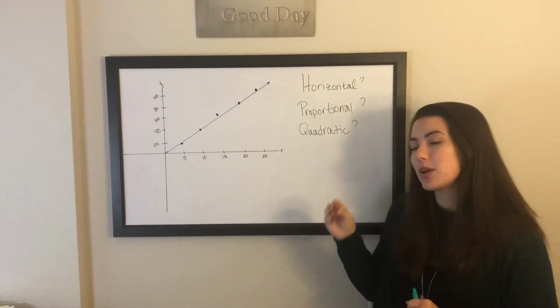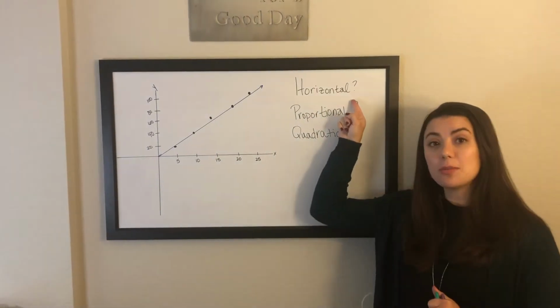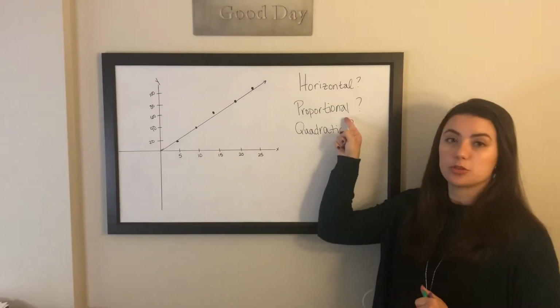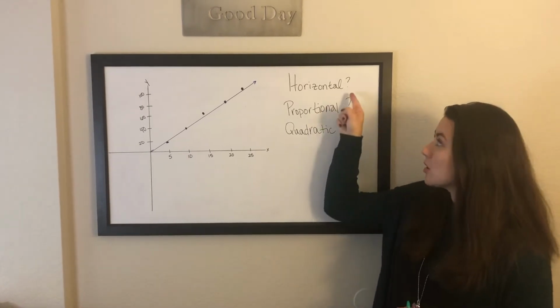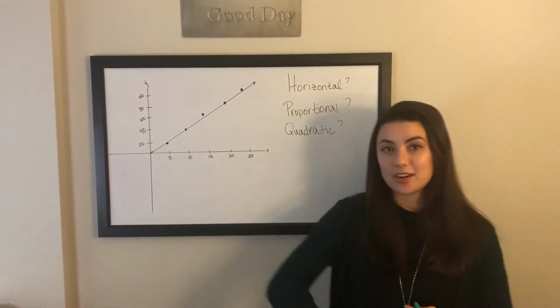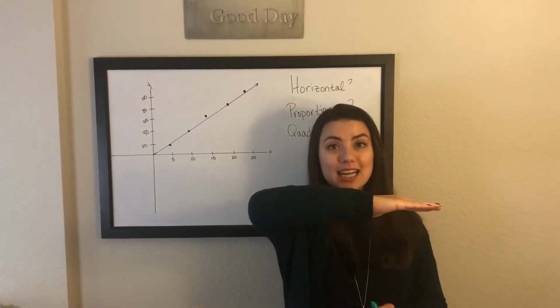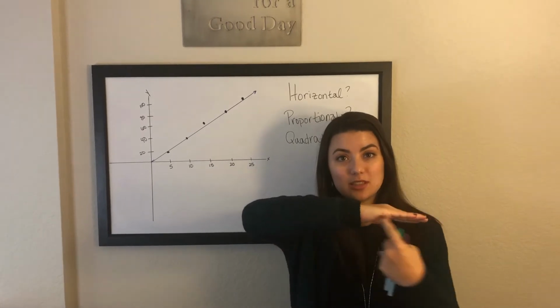The first thing we always have to do when we have a graph is decide, is it a horizontal pattern? Is it a proportional pattern? Or is it a quadratic pattern? So horizontal pattern, that was our pendulum lab. And if you think about a horizontal pattern, it is a line, a best fit line, that doesn't have any slope. It stays at one value and continues at that value.